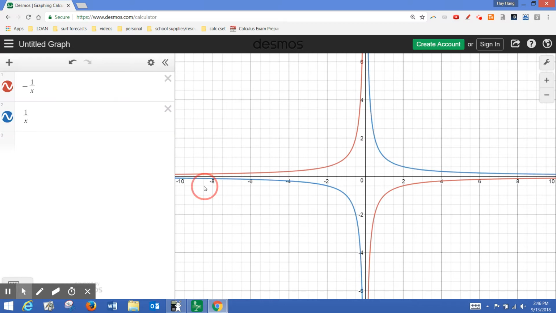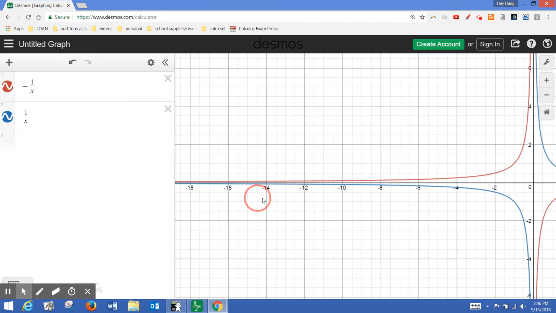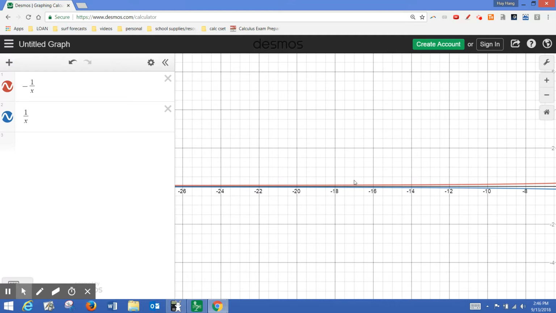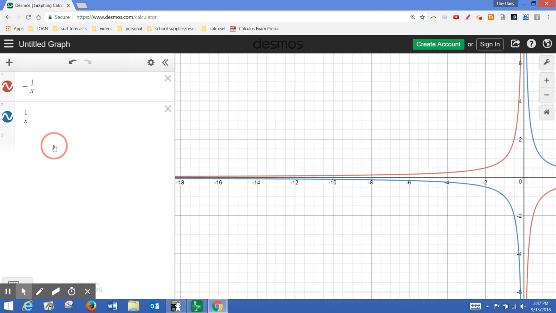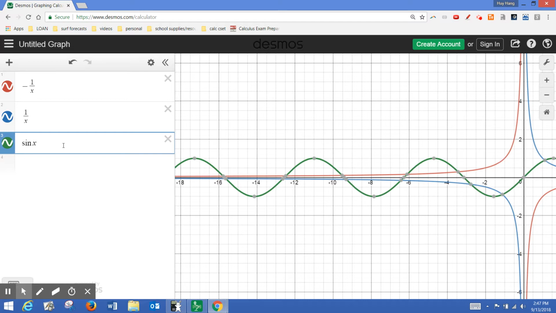If we're approaching negative infinity, it's going to go to the left here. You can see the x-axis, just as a reminder, going -2, -4, -6. We're going to go all the way to infinity. And then, let's put in the actual function that we're looking at, which is sine of x divided by x.